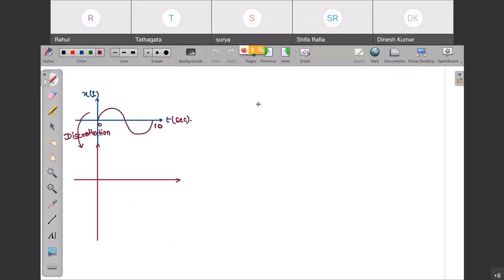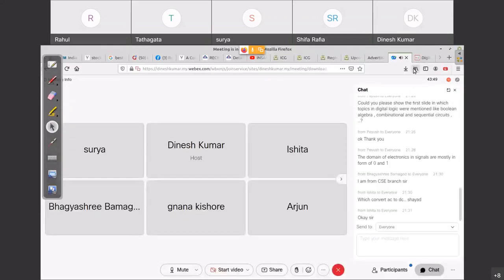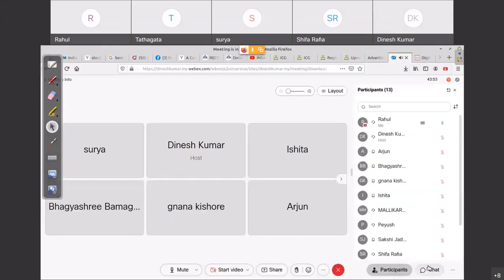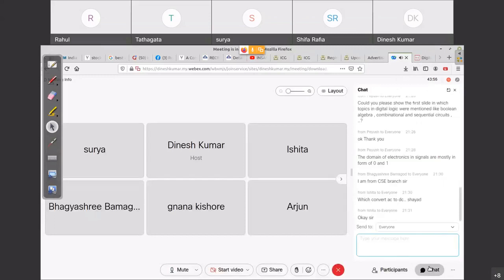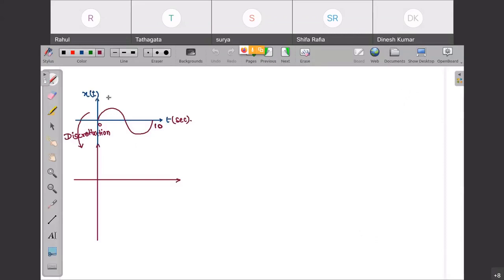So what is discretization? What do I mean by discretization? Can anyone tell me what discretization is? See, any analog signal is continuous in time, on the x-axis, and continuous in the y-axis, which is the value of the signal at a particular time instant.